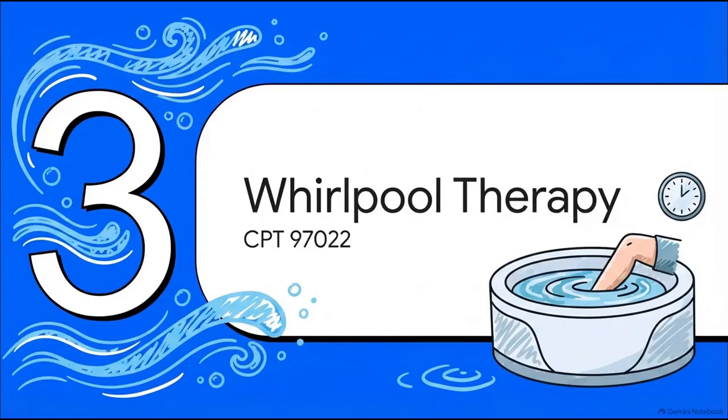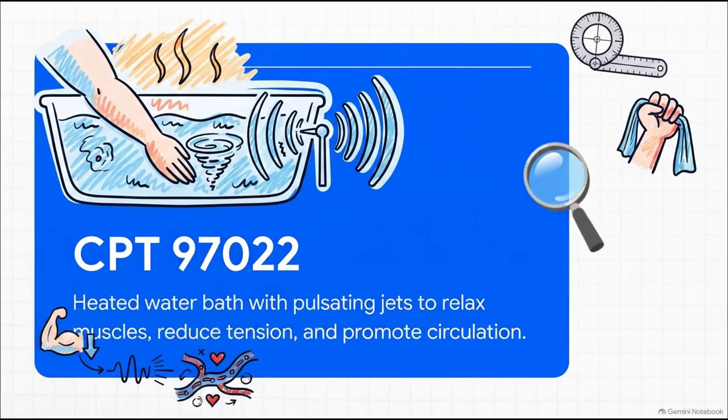Section 3. Whirlpool Therapy, CPT 97022. This modality is exactly what it sounds like, submersing a portion of the patient's body into a heated water bath. Often, you'll see the patient performing specific physical therapy exercises while they're submerged. The therapeutic magic here relies on pulsating water jets, creating a swirling motion. This mechanical action, when you combine it with the heat, works perfectly to relax those muscles, significantly drop tension, and promote healthy, rich circulation right to the targeted area.